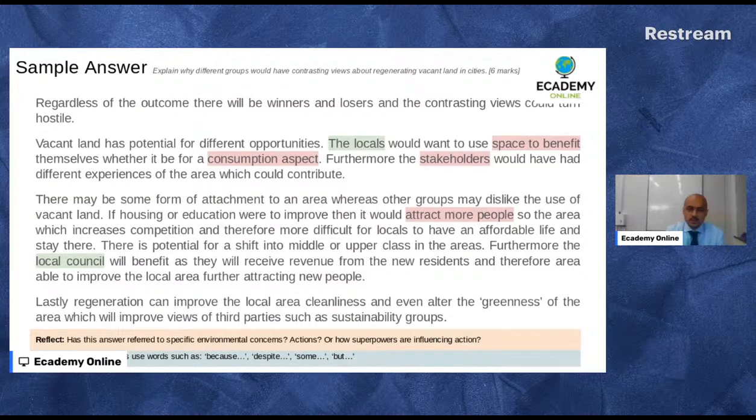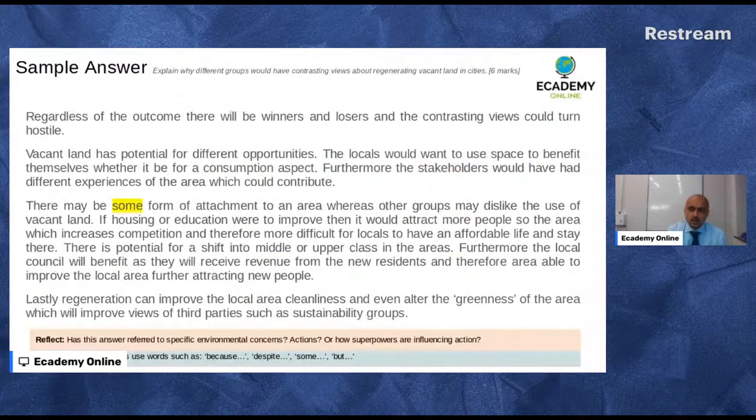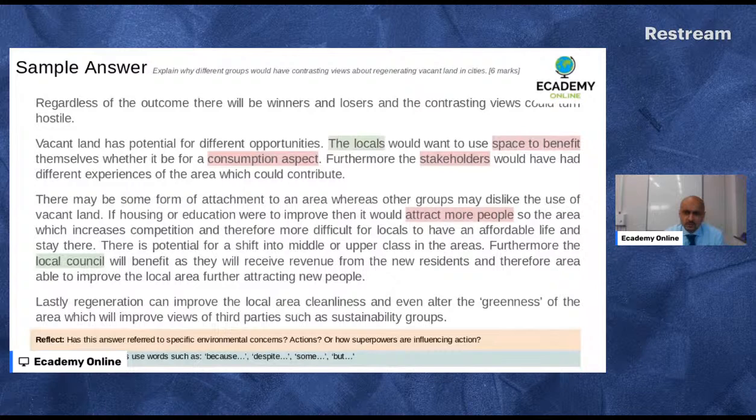Okay, so let's have a look at the breakdown. So the first paragraph: "regardless of the outcome, and contrasting views could turn hostile." Okay, is this referring to the question? If you can let me know in the chat. The first sentence, is this first sentence referring to the question? It's not, is it? Right? The question is not asking about winners and losers. It's asking about contrasting views, just viewpoints, right?